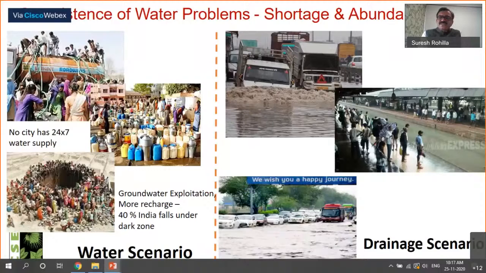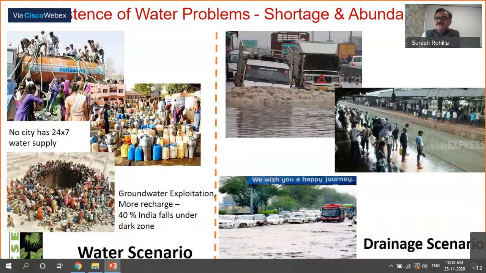If you see today, Indian towns and cities face two problems. On one side, India does not have even a single city, or there might be very small one or two cities, where there's a 24/7 water supply. Otherwise, cities are struggling to meet the demand-supply gap. There is huge groundwater exploitation, and the role of groundwater is underestimated and unaccounted for in urban areas. However, it plays an important role.